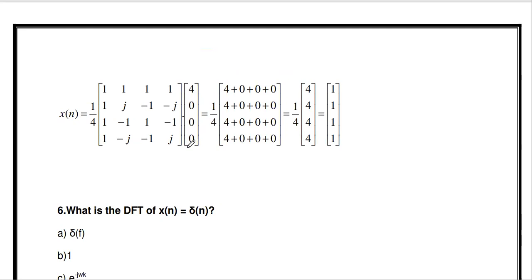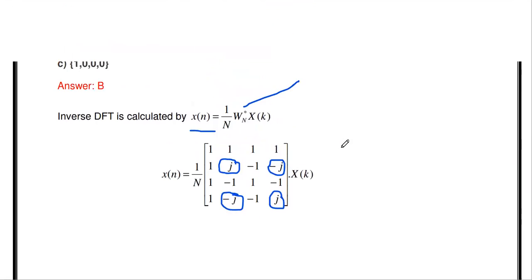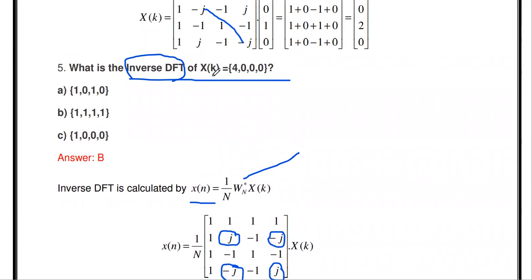4, 0, 0, 0. So you multiply the first row with this and the remaining rows too. We will get 1 by 4 of 4, 4, 4, 4. So you divide all elements by 4, and we get the answer 4 ones. So x of n, the inverse DFT of X of k equal to 4, 0, 0, 0, is 1, 1, 1, 1. B is the correct answer. So this is the method to find the inverse DFT.